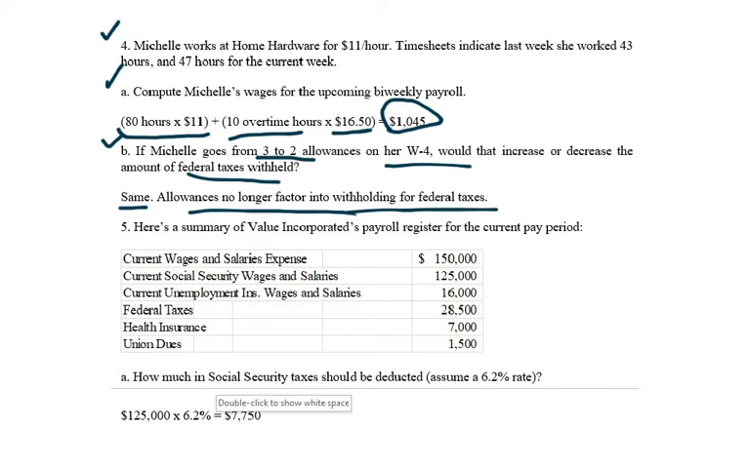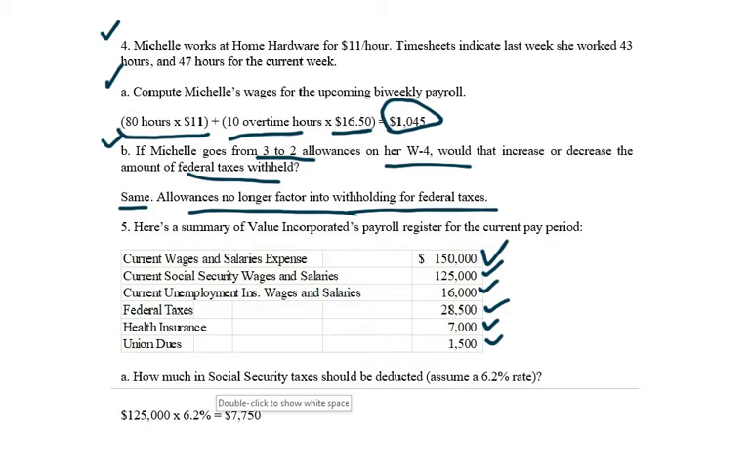All right, for number 5, we're going to look at some summary data for Value Incorporated's payroll register. So we have just the usual information you would expect to compile from that: current wages and salaries, current Social Security wages and salaries, current unemployment insurance wages and salaries, federal taxes withheld, health insurance, and union dues. So the first thing we're going to figure here is how much in Social Security.